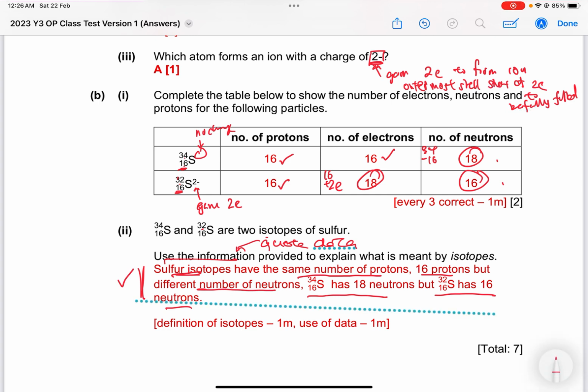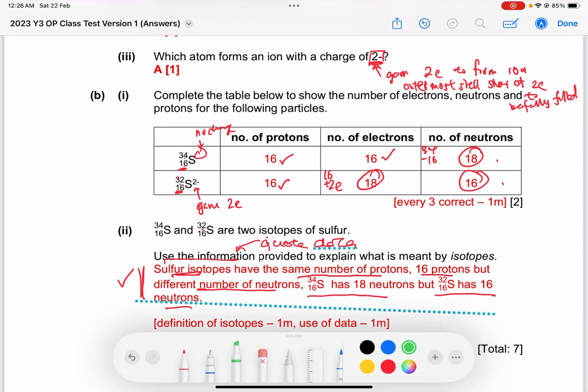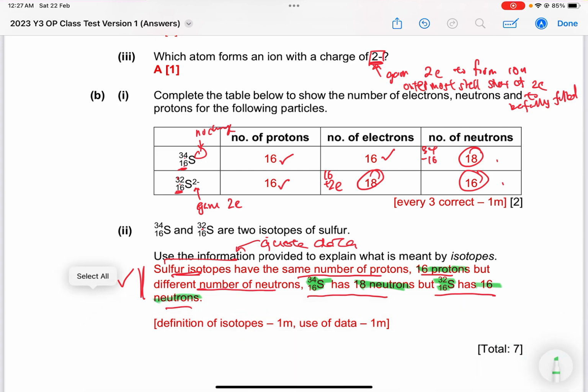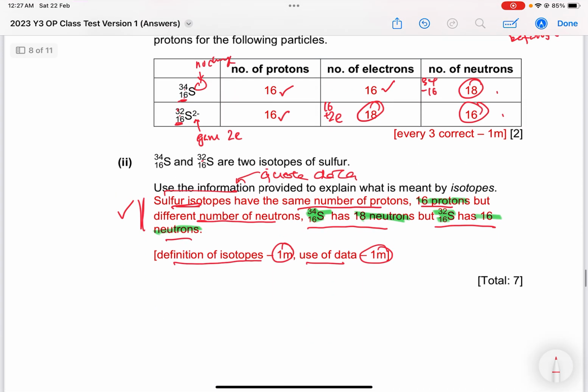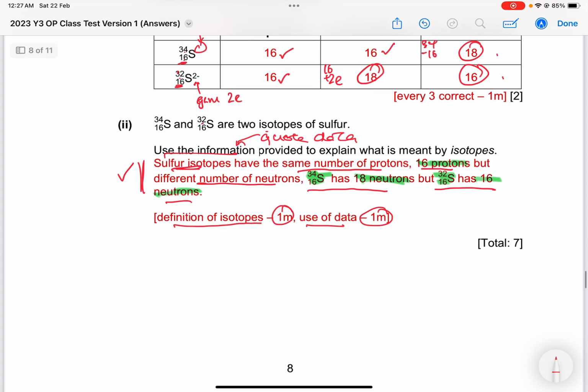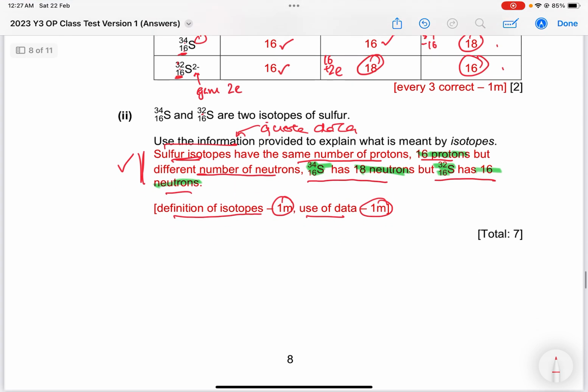Quoting data based on this particular sulfur. Okay, so the part that I'm going to highlight is the quoting of data, 16 protons. And the other one is saying that S34 has 18 neutrons, S32 has 16 neutrons. So the quotation of the data is important. If you only mention that the isotopes have same number of protons, different number of neutrons, that's just the definition, you get 1 mark. The use of data will be the second mark here. So just take note of this. Whenever you say use the information, reference to the diagram, reference to the table, that means you need to quote the data.